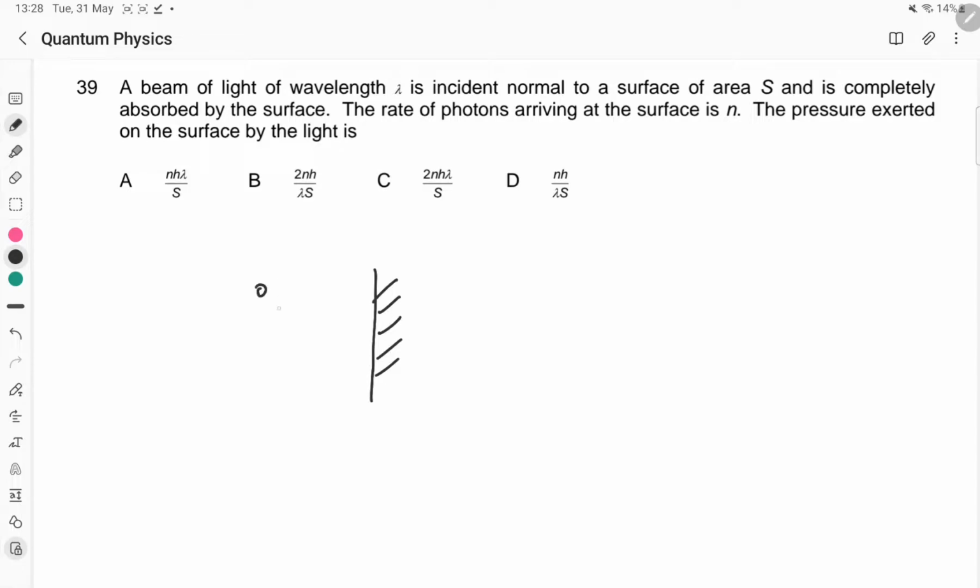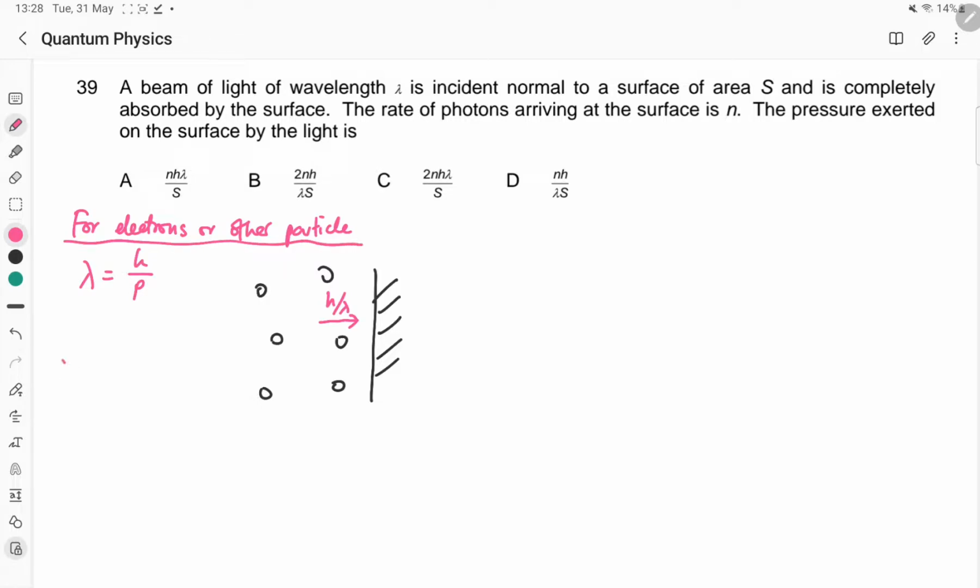So we have many photons arriving per unit time. Let's consider just one of them. The initial momentum is how much? It is equal to h over lambda, because the de Broglie equation works both ways. You use lambda equals h over p for what? For electrons or other particles, to find the wavelength. But for photons, you will actually use p equals h over lambda to find its momentum.